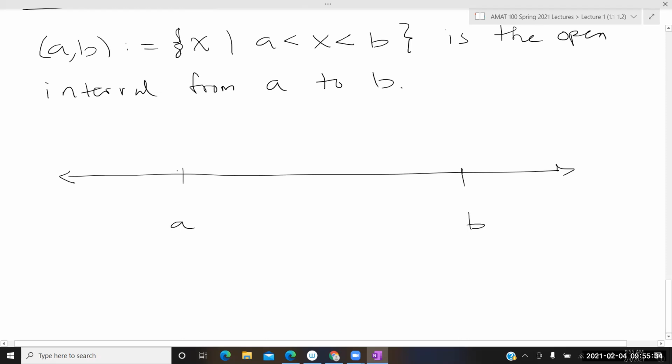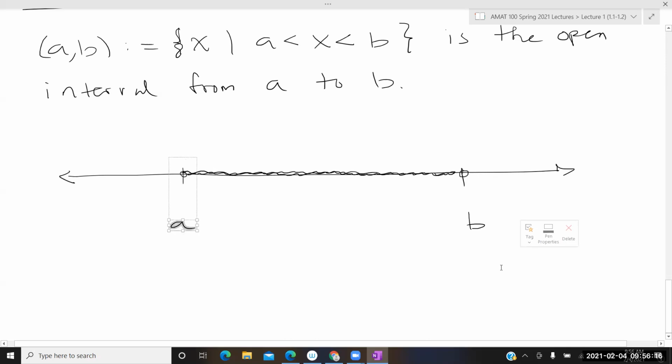So if you have A and B over here, notice that A and B themselves are not in the set, right? Because A can't be greater than itself, and likewise, B can't be less than itself. So the way you denote this, usually, there's a couple ways, is you put an open circle at A and an open circle at B, to denote that you're plucking those points out. You don't want those in the set, but it consists of everything in here, everything between A and B.